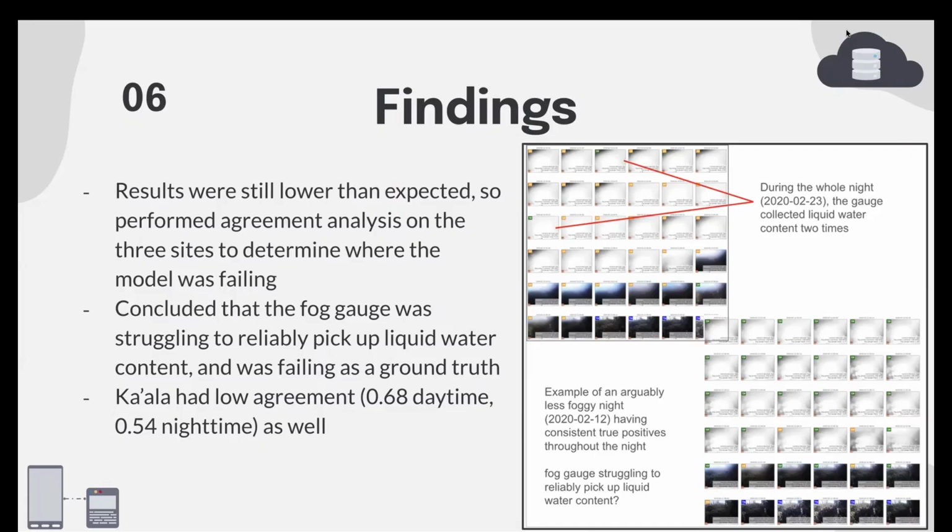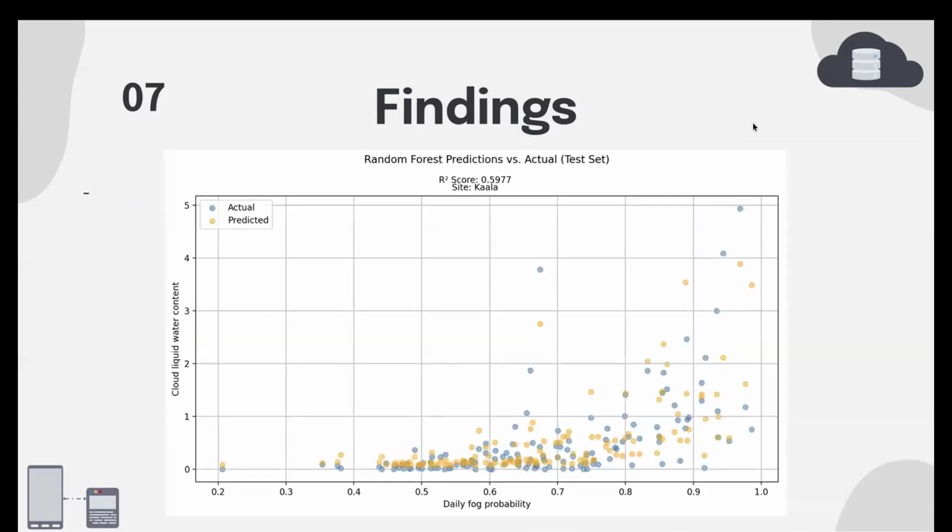And there was pretty low agreement for the Ka'ala site with 0.68 daytime and 0.54 nighttime. And in addition, here's a graph of the random forest model that I created, where it graphs the daily fog probability with the actual cloud liquid water content taken from the gauge. So we can see that the dots don't necessarily line up that well since the R2 score is 0.59. So there is definitely something going wrong either with the ground truth or the vision model, but I do rely more on the vision model since it does make more sense.